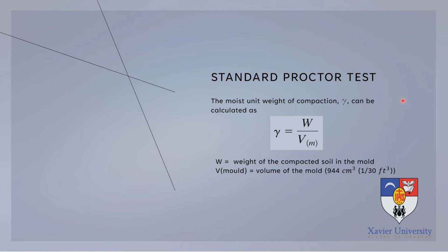So the moist unit weight of compaction, gamma, can be calculated as gamma is equal to the weight over the volume of our mold. The volume of our mold is actually known because we already know the dimensions of our mold, and the weight of the compacted soil in the mold will be determined after weighing the mold after every trial of the compaction test. So if you divide that, you will be able to get the gamma wet, which is equal to the total weight divided by the total volume.